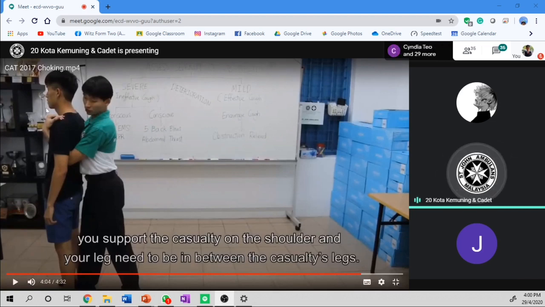This is because the casualty is totally unconscious already and has no idea where he's going to fall. Don't let him fall to the left. Don't let him fall to the right. Don't let him fall in front. Let him fall behind and then slowly support him to the ground.